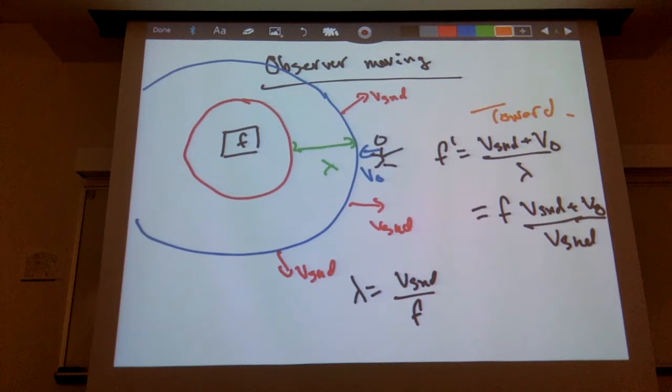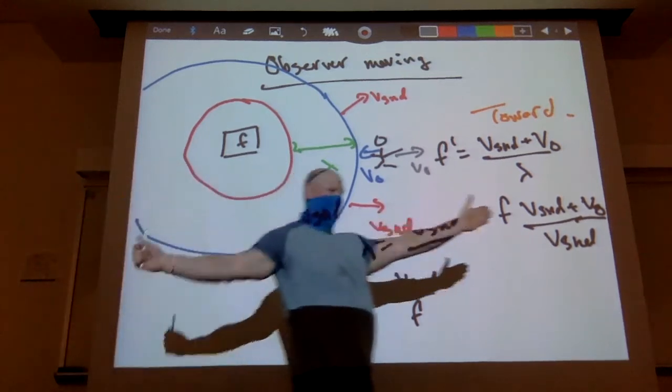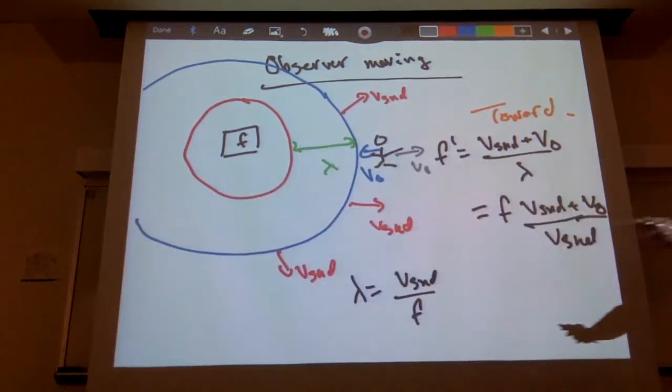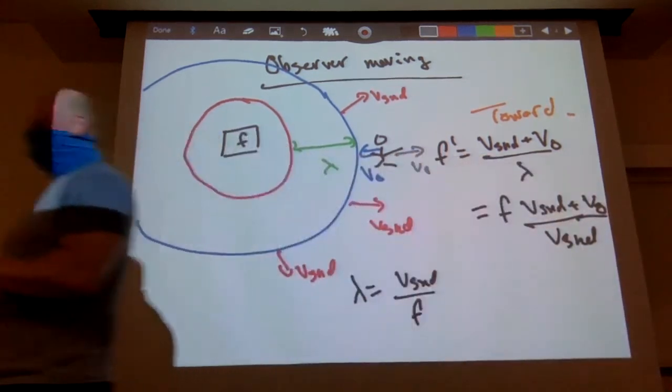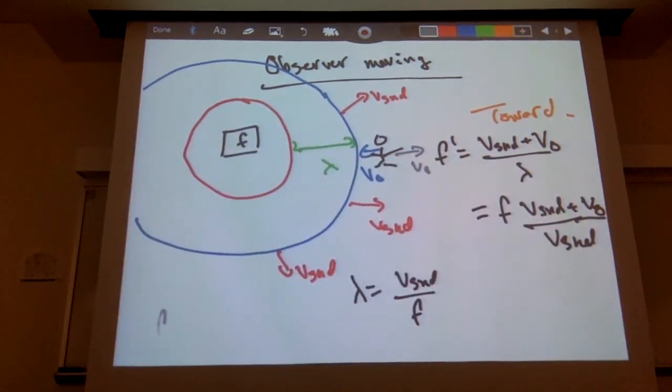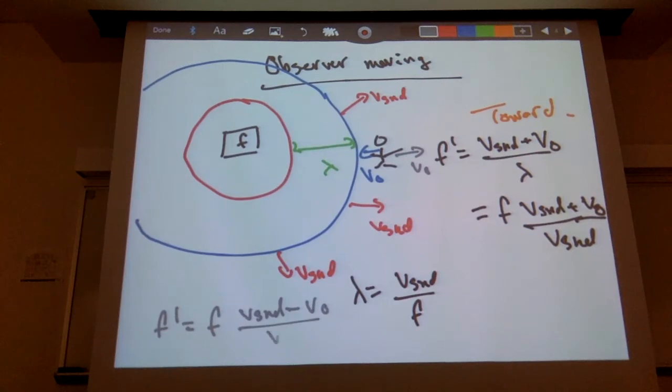Well, what happens if he moves away from the source? Well, if he's moving away from the source, the only thing that's going to happen now is since he's moving this way, the speed of sound is trying to catch up to him. So it seems like the speed of sound is moving slower than what it should actually be moving. So the only difference here is this becomes a negative sign. So when it's moving away, we have the apparent frequency that is equal to the actual frequency times the speed of sound minus the speed of the observer divided by the speed of sound. So this is when it's moving away. Okay.